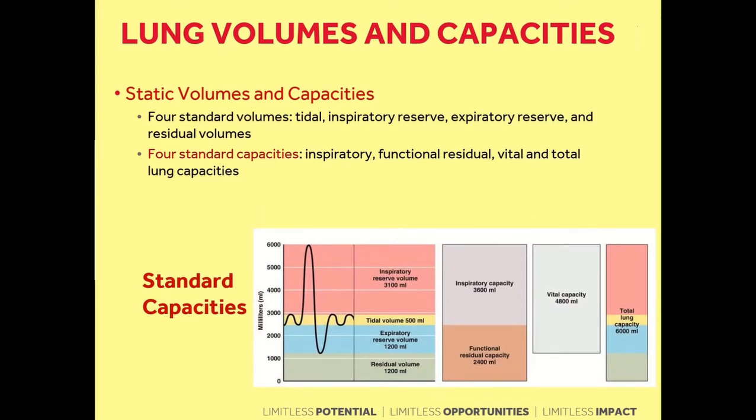What about the capacities, the measures that define our lung function? There are 4 standard static capacities. Inspiratory capacity is a combination of the inspiratory reserve volume, what we can inhale when we take a deep breath, and the tidal volume. The functional residual capacity is a combination of expiratory reserve volume and residual volume, basically the amount of air that is left in our lungs when we exhale forcefully.